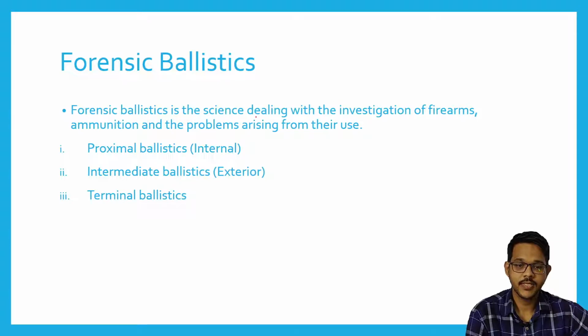Forensic ballistics is a science dealing with investigation of firearms, ammunition, and problems arising from their use. So forensic ballistics mainly involves the study of the firearms, the science behind that, ammunition required for that, and problems arising by using the firearms. This includes proximal ballistics, intermediate ballistics, and terminal ballistics.